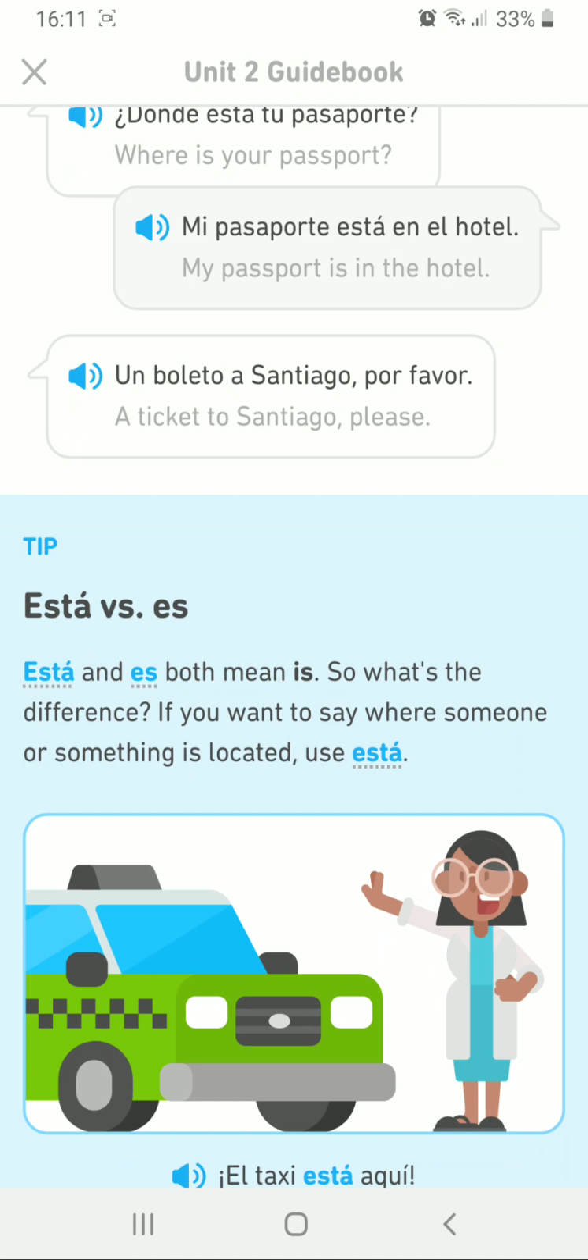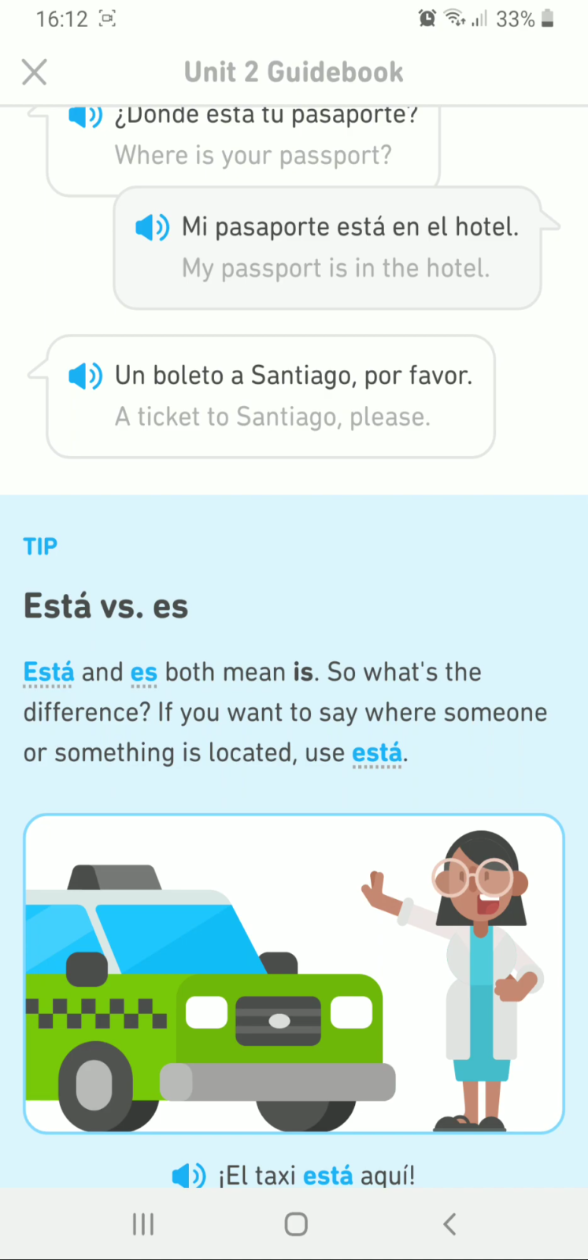And we have two verbs to be in Spanish. You have estar and ser. So estar is more for something temporary, like how are you feeling? ¿Cómo estás? Estoy bien, estoy mal, no estoy malo, I'm not bad, something like that. You can also say it like this. Está and es both mean is.